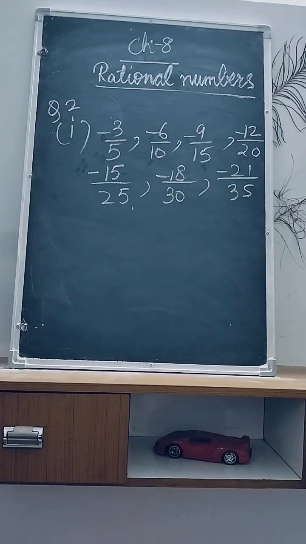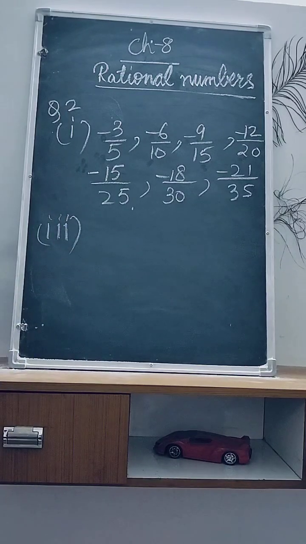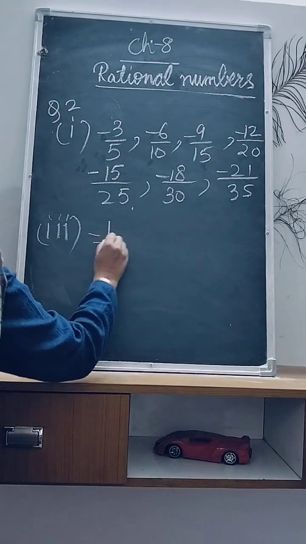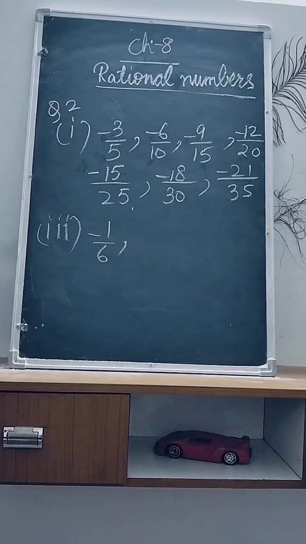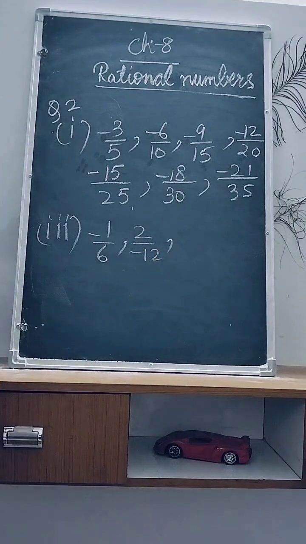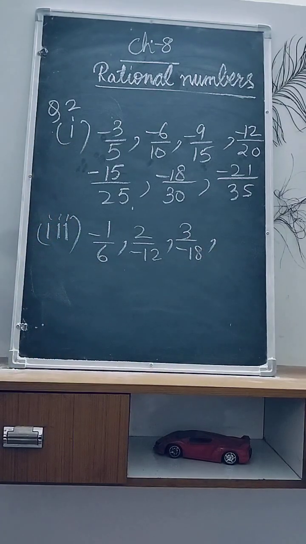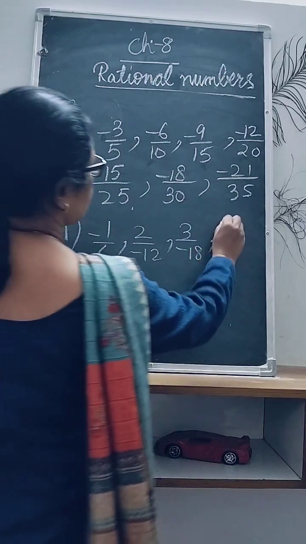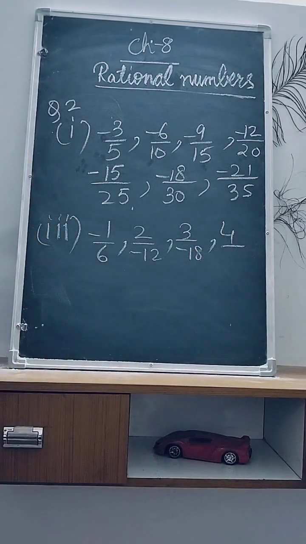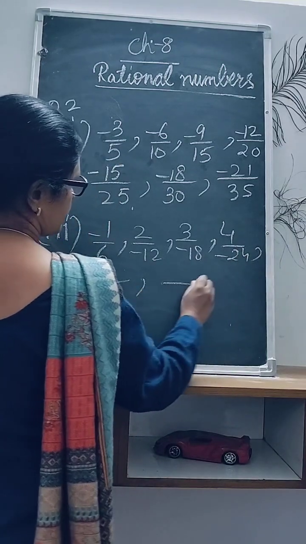Now let us see one more. I am solving the third part. Here it is written minus 1 by 6, 2 by minus 12, 3 by minus 18, 4 by minus 24, and we have to fill in the next.